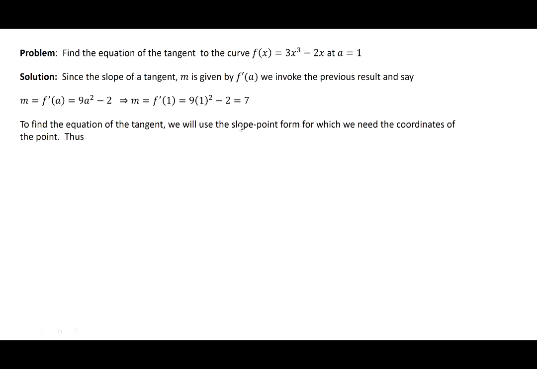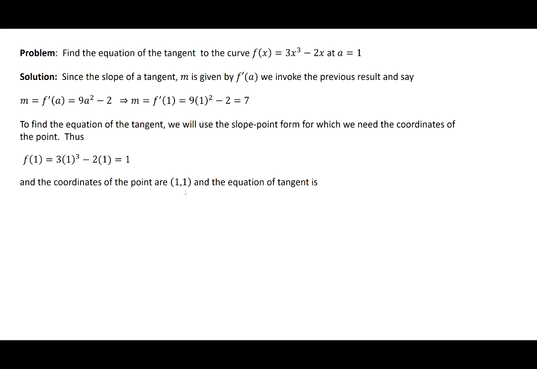And to find it, we use the slope point form, for which we need the coordinates of the point. And how do you find that? A equals 1, that is x equals 1 in this case. So I just plugged in x equals 1, and turns out, like this is what I was talking about, f of 1 is 1. So that means the point is 1, 1.